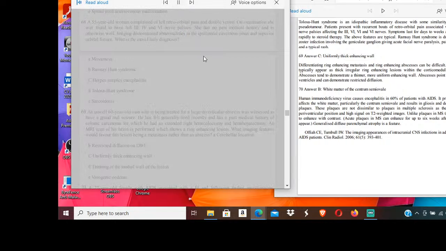Spinal cord arteriovenous malformation. 68. A 55-year-old woman complained of left retro-orbital pain and double vision. On examination she was found to have left 3rd, 4th and 6th nerve palsies. She has no past medical history and is otherwise well. Imaging demonstrated abnormalities in the ipsilateral cavernous sinus and superior orbital fissure. What is the most likely diagnosis? A. Moyamoya. B. Ramsay-Hunt syndrome. C. Herpes simplex encephalitis. D. Tolosa-Hunt syndrome. E. Sarcoidosis.